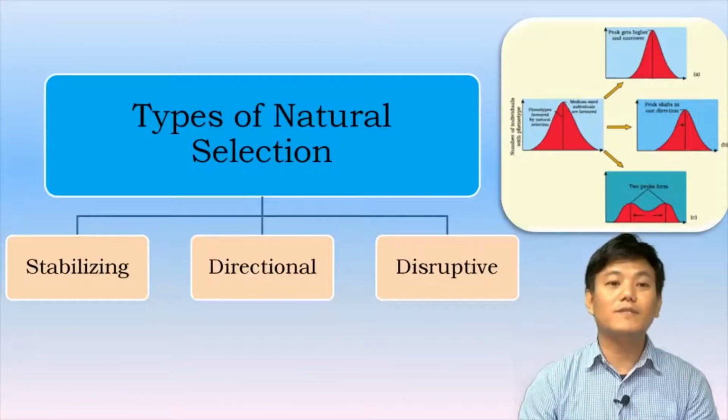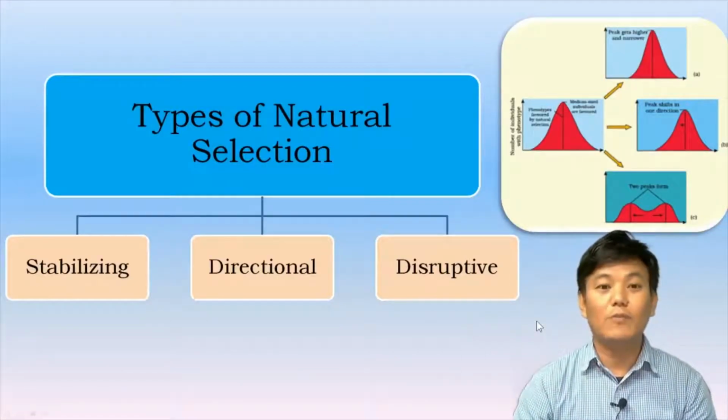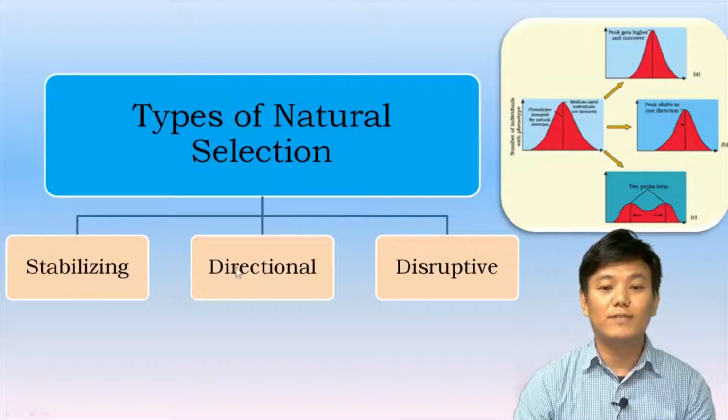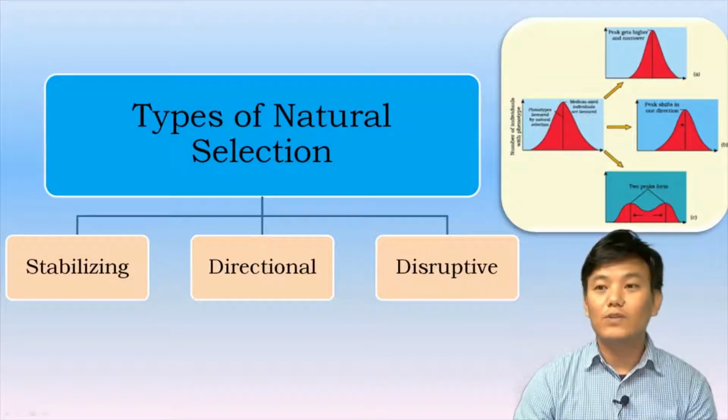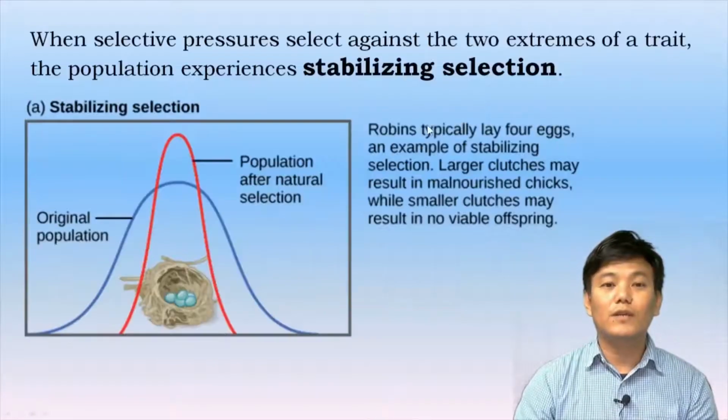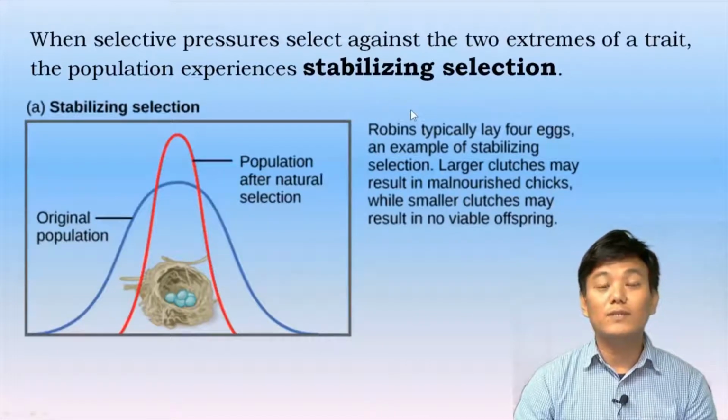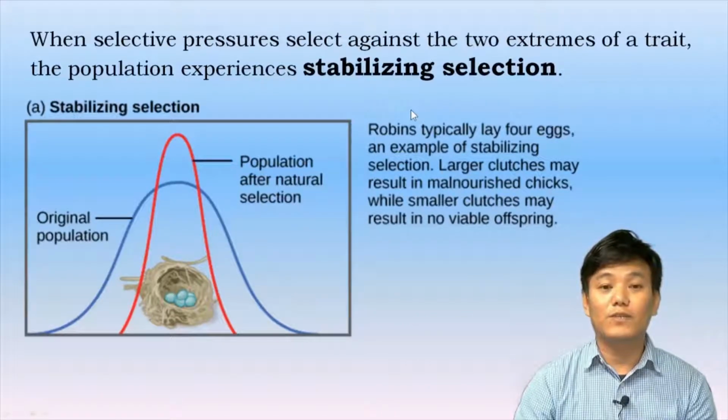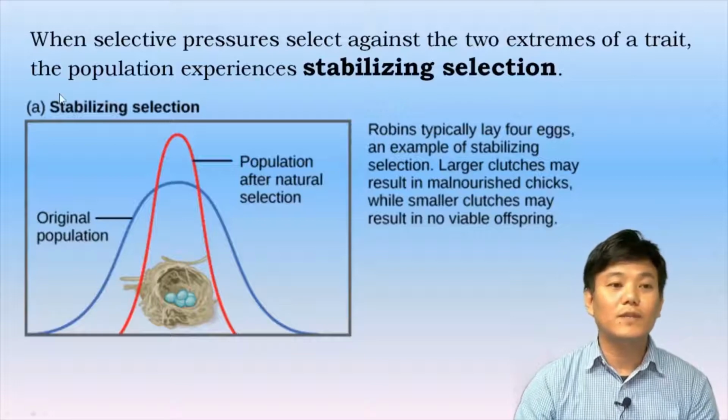Now let us discuss the types of natural selection. How many types of natural selection are there? There are three types: stabilizing, directional, and disruptive. In your textbook, this particular diagram is given. When we discuss these three types one by one, you will understand how to interpret this diagram. So let's take the first one. The first type of natural selection is stabilizing selection.